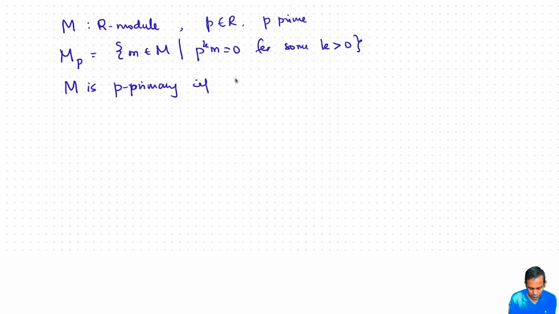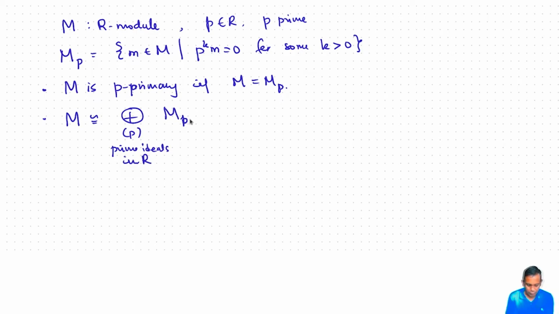M is said to be P primary if M is equal to M_P. And also, if M is a torsion module, then M is isomorphic to the sum over all primes P of M_P. So every torsion R module can be written as a sum of its P primary parts.